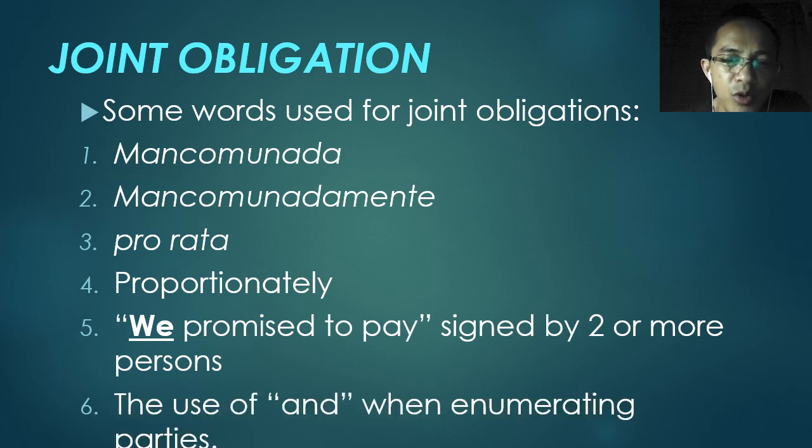Number 6 then, use of "and" when enumerating parties. A, B, and C. And ang ginamit, ibig sabihin, joint. Kasi kung "or," hindi na yung joint. Okay. So take note of these 6 terms, which means joint obligations.